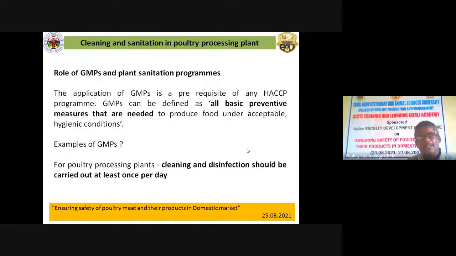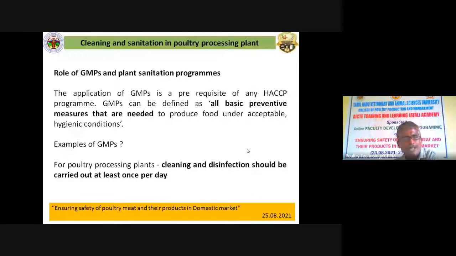hygienic condition. That means this GMP ensures hygienic conditions in the processing environment. So we have to adopt these good manufacturing practices to ensure that the area in which we are producing, as well as the equipment that are being used for the processing, are hygienic.